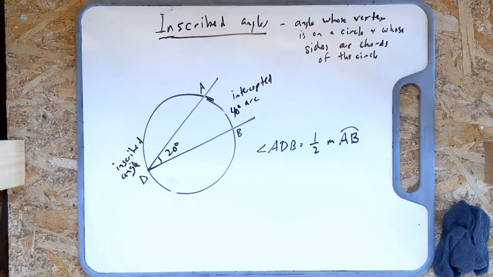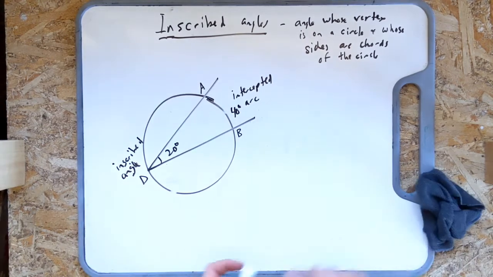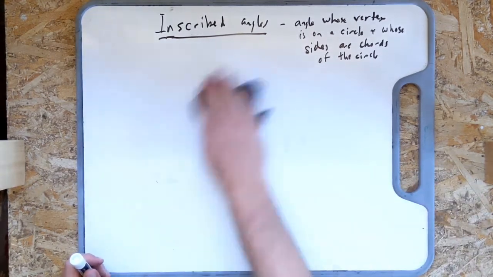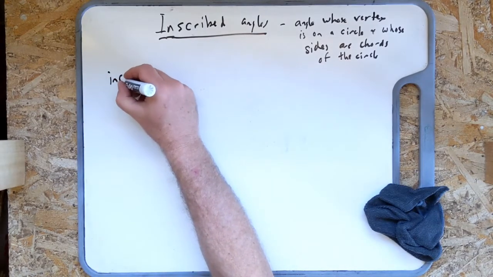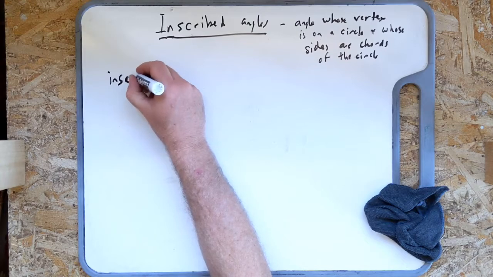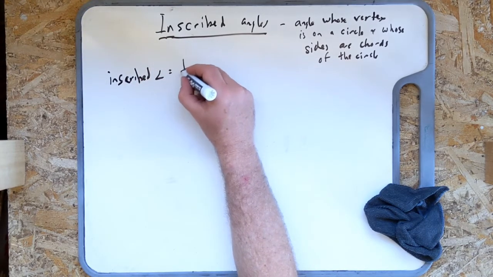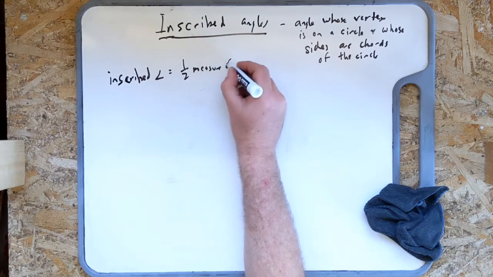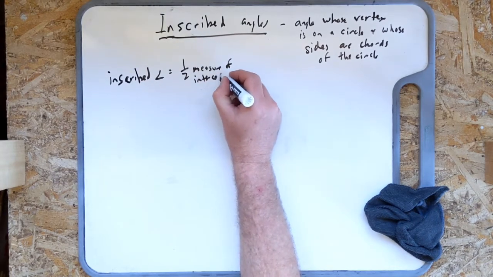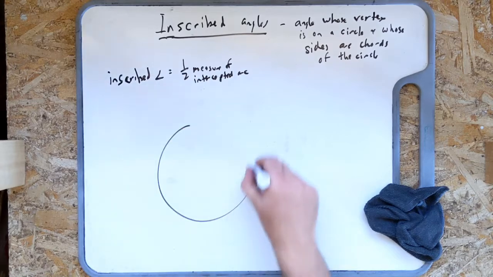I'm going to give you some problems just to see that you understand it. Actually, I'll leave the formula up. Inscribed angle equals 1/2 the measure of the intercepted arc. Let me draw a couple figures now.